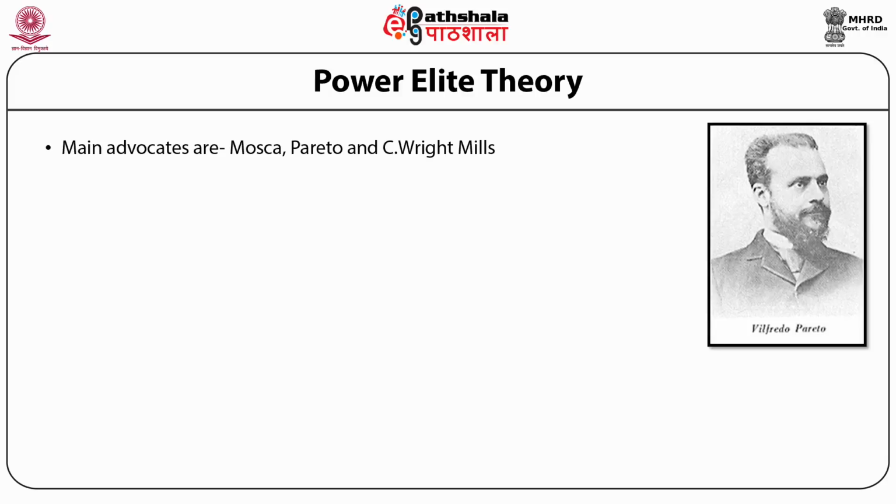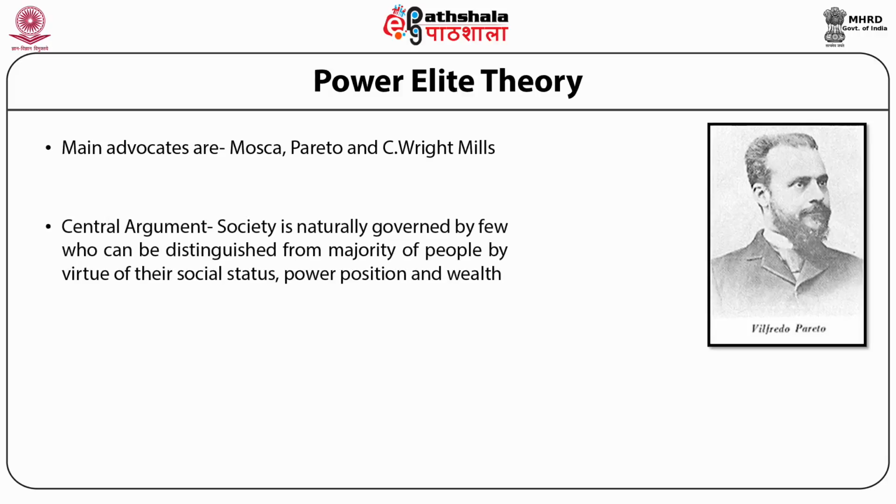Wright Mills. The central argument of this theory is that society is naturally governed by a few, whom these scholars would call elites, who are distinguished from the majority or mass of people by virtue of their social status, power, and position in society.